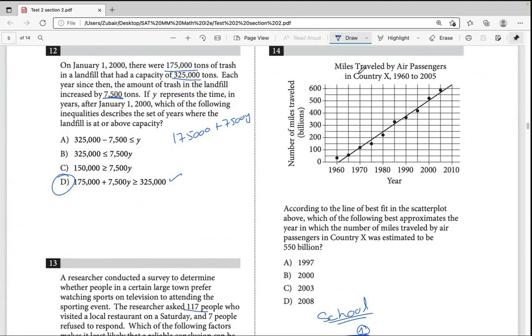Number 14. Miles traveled by air passengers in country X, number of miles traveled in billions. Okay, so that's year and number of miles. According to the line of best fit in the scatter plot above, which of the following best approximates the year when the number of miles traveled by air passengers in country X was estimated to be 550? I can see that 500 and 600, so 550 is in between them. So this is that year, which is obviously more than 2000. This can't be. And this midpoint is actually 2005. So this can't be. So it is 2003. Just reading off the graph.